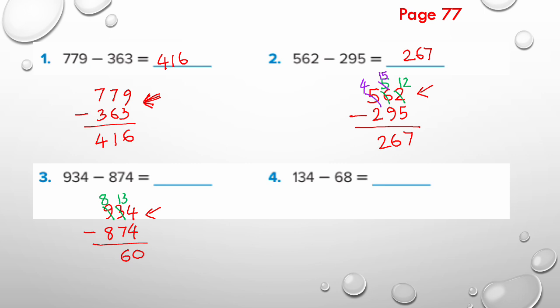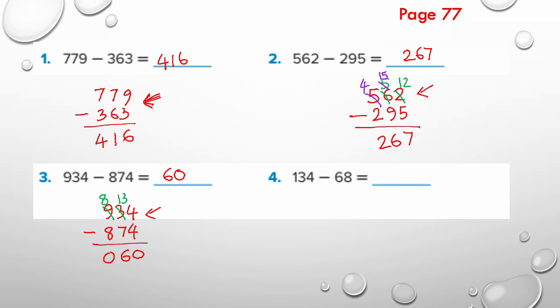and 8 minus 8 is 0. So then this will be 0 here. So we will not start any number with zeros. The answer is just 60 here. Okay, now look at the last question. Is their answer correct? Very good, mashallah.